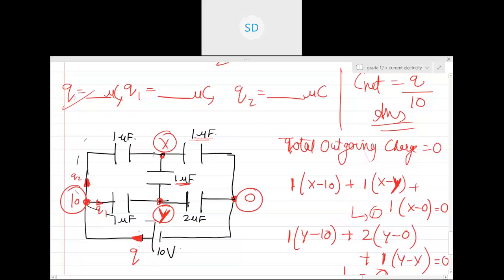Once I got this, can you see the total outgoing charge is 0? Charge is equal to capacitance multiplied by potential. So what is the potential difference? x minus 10 multiplied by the capacitance 1. So 1 into x minus 10, 1 into x minus y, 1 into x minus 0 equals 0. Similarly... Where did you get x minus 0 from? This branch, x minus 0. This one, x minus 0. Okay.